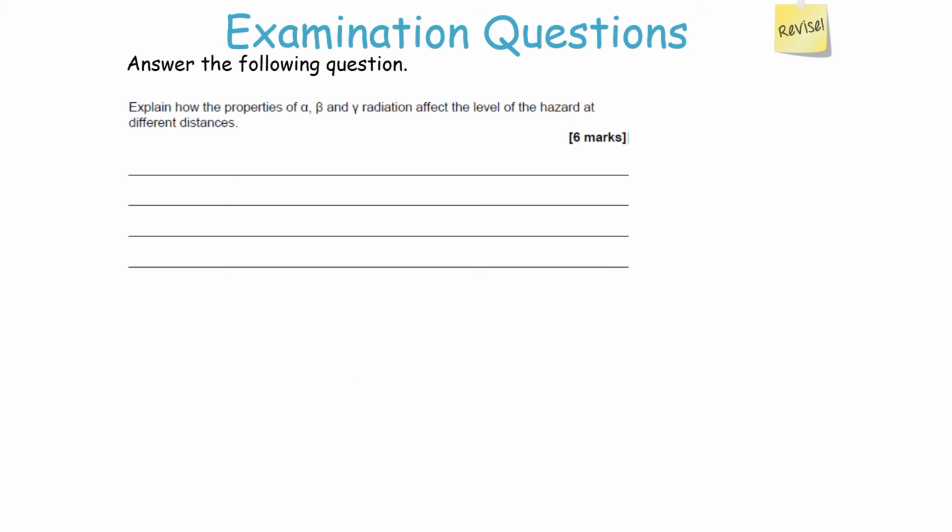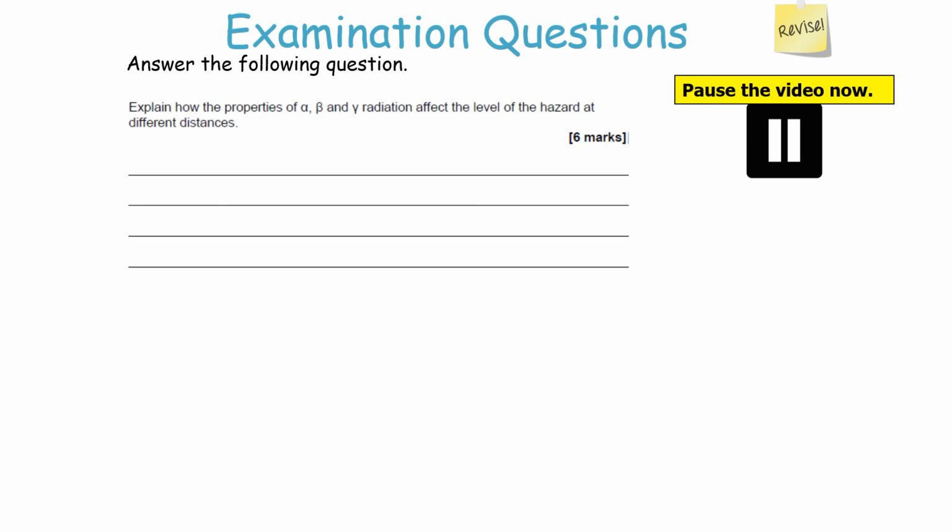Let's look at the next question. Explain how the properties of alpha, beta and gamma radiation affect the level of hazard at different distances. Pause the video now, then unpause the video when you want to go through the answer.